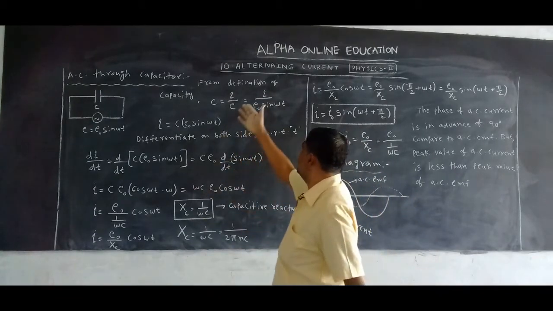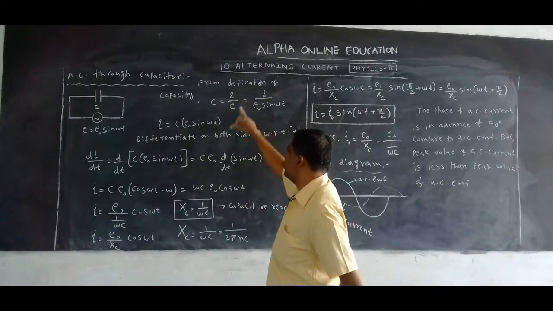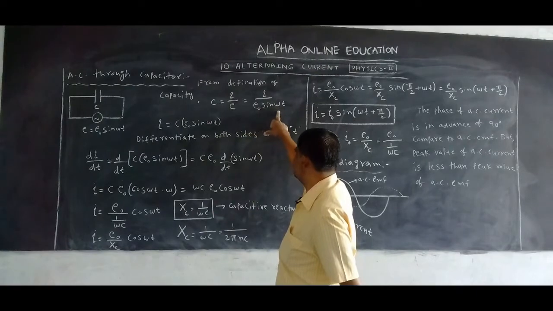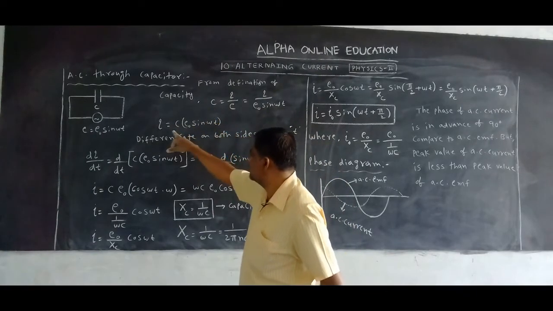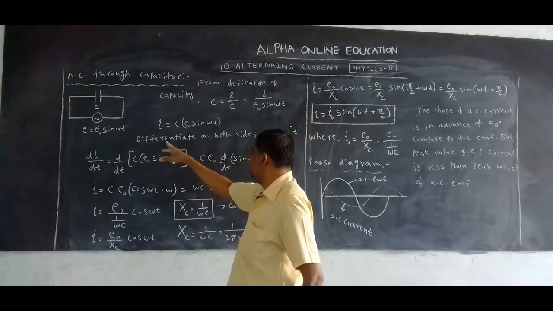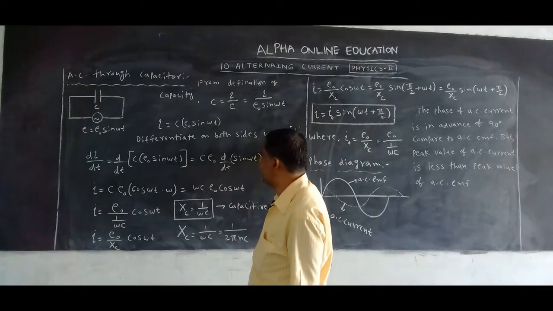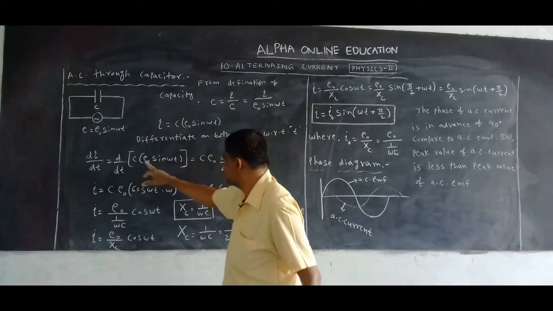From the definition of capacity, we can write C is equal to Q by E. What is E? E0 sin omega t. Take this here, so it becomes Q is equal to C E0 sin omega t. Differentiate on both sides with respect to t: dq by dt.